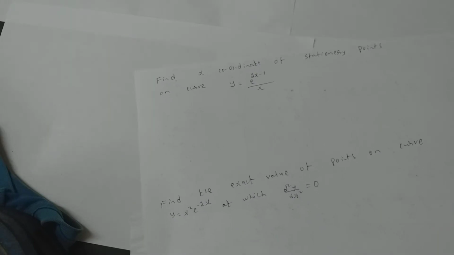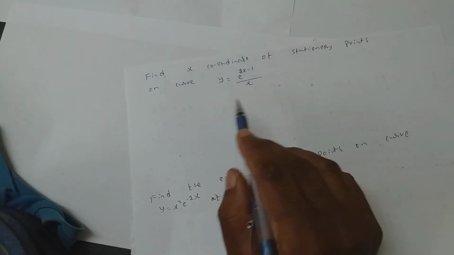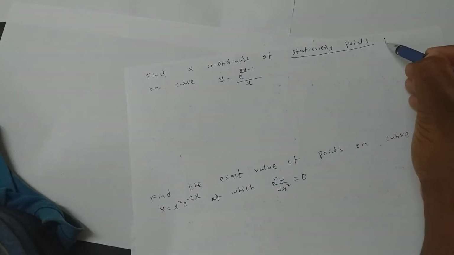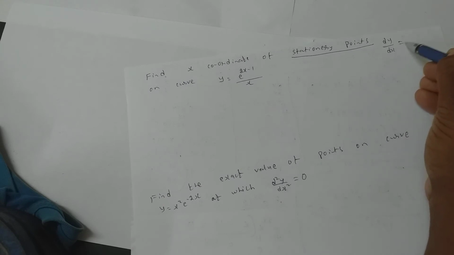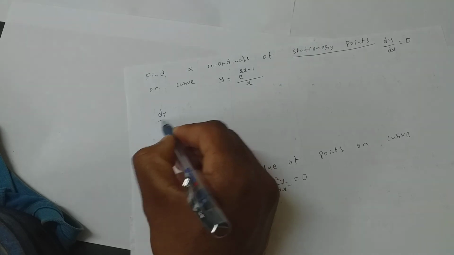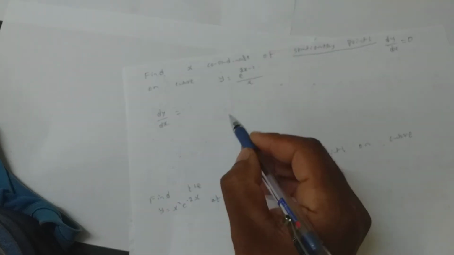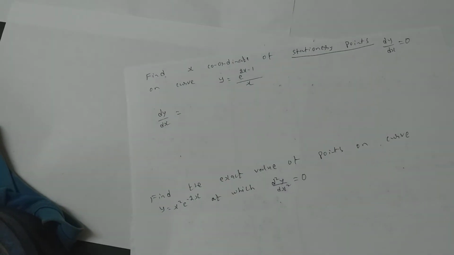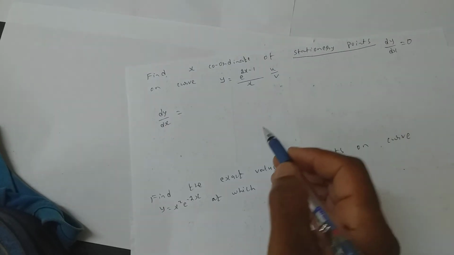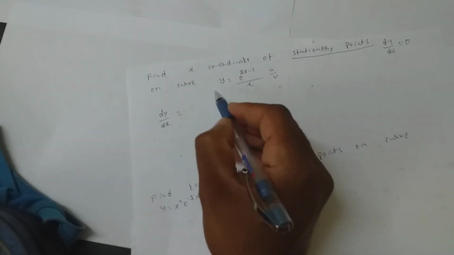Next sum you see. Find the x coordinate of stationary points on the curve. Again, stationary point means dy by dx equal to 0. The catch here is, to find dy by dx, what rule will you use? Will you use uv or u by v? It's a fraction, so you need to use the u by v rule. What does the u by v rule suggest?